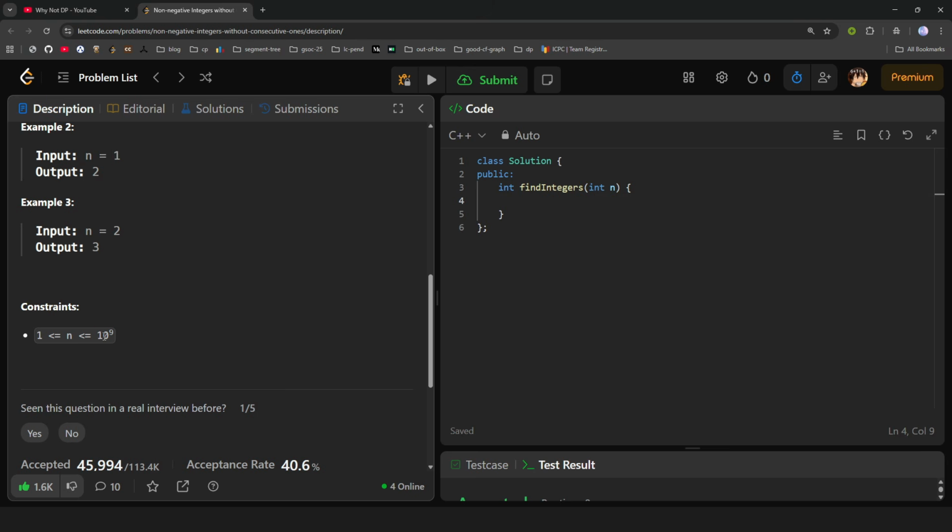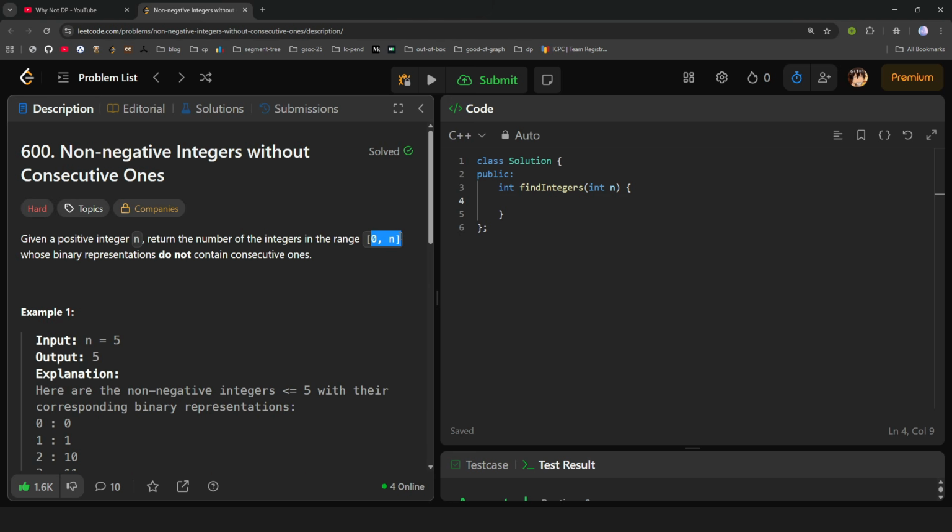So this is the second indicator, and the third indicator is that in this range you have to just return the count ultimately for some specific integers only. That is, you have to reject some integers and accept some integers as an invalid answer and valid answer respectively. So that's why this is a digit DP problem.